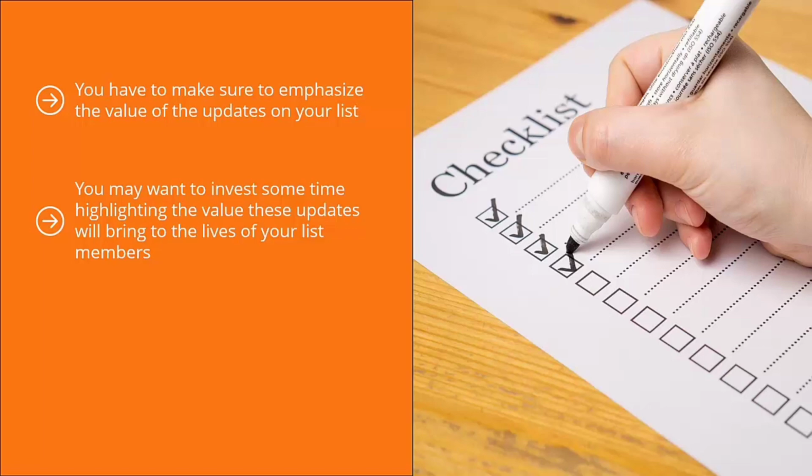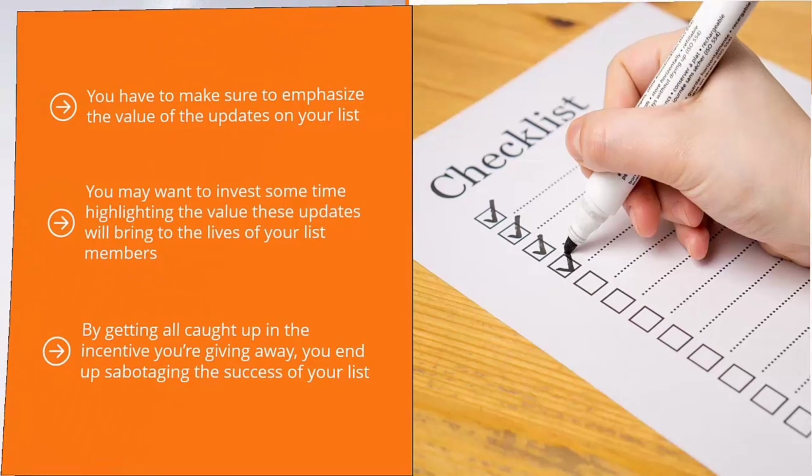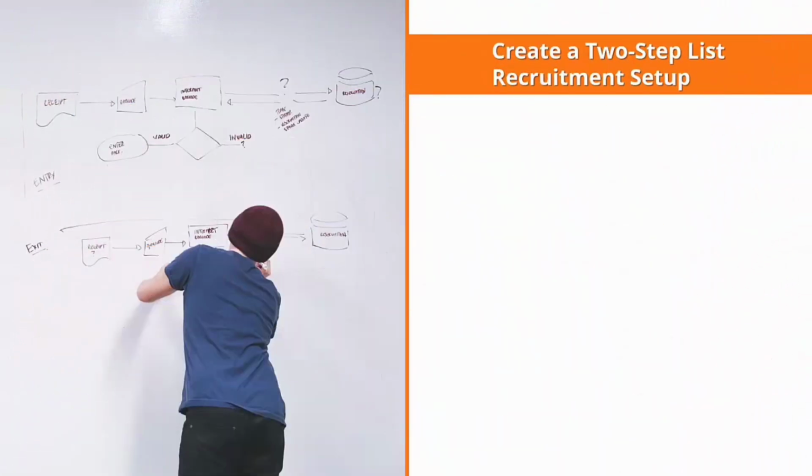Worse yet, people might be surprised that you're sending updates and might consider your email spam. You probably don't need me to tell you why that's bad news. Do yourself a big favor and emphasize the value of the updates of your list, because this is the only reason why you're giving out incentives in the first place. By getting all caught up in the incentive you're giving away, you end up sabotaging the success of your list. Make sure to keep your priorities straight. Otherwise, your list marketing business might go belly up sooner or later.